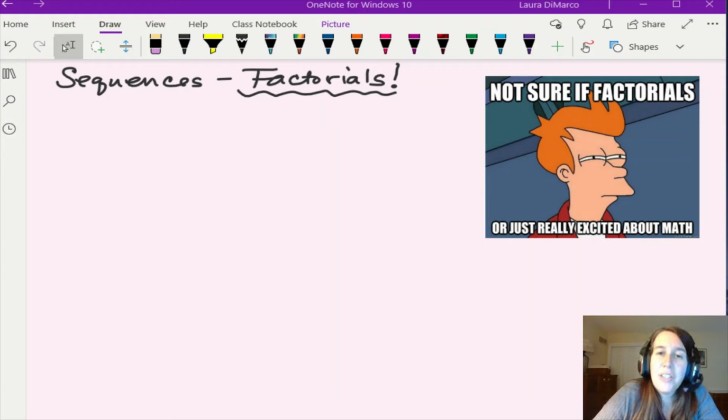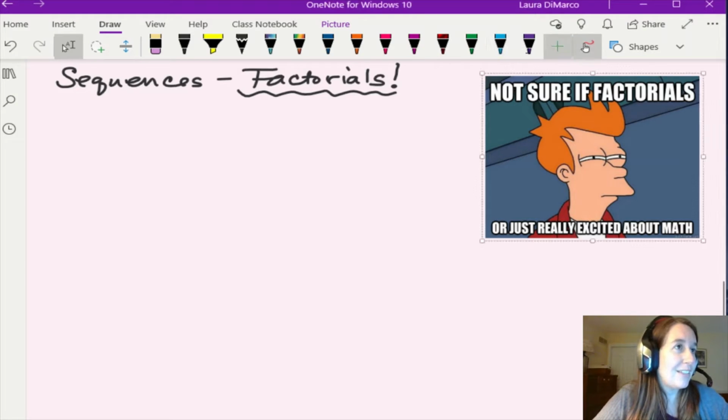So, a special type of product is called a factorial, and those are sometimes used in sequences. We're just going to talk a little bit about factorials just to introduce you to them in case you haven't seen them before or it's been a while. We'll also look at how to find them on your calculator. A factorial is denoted by the exclamation point. Let's look at some examples.